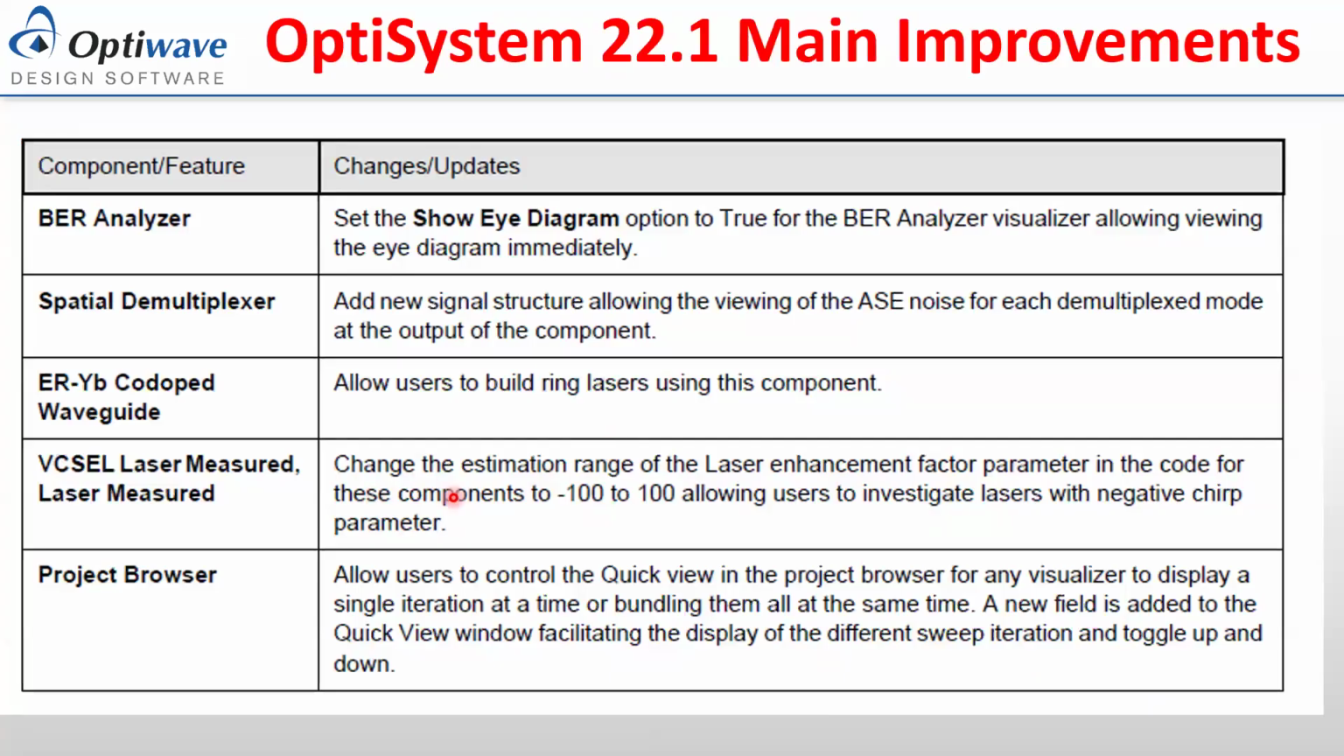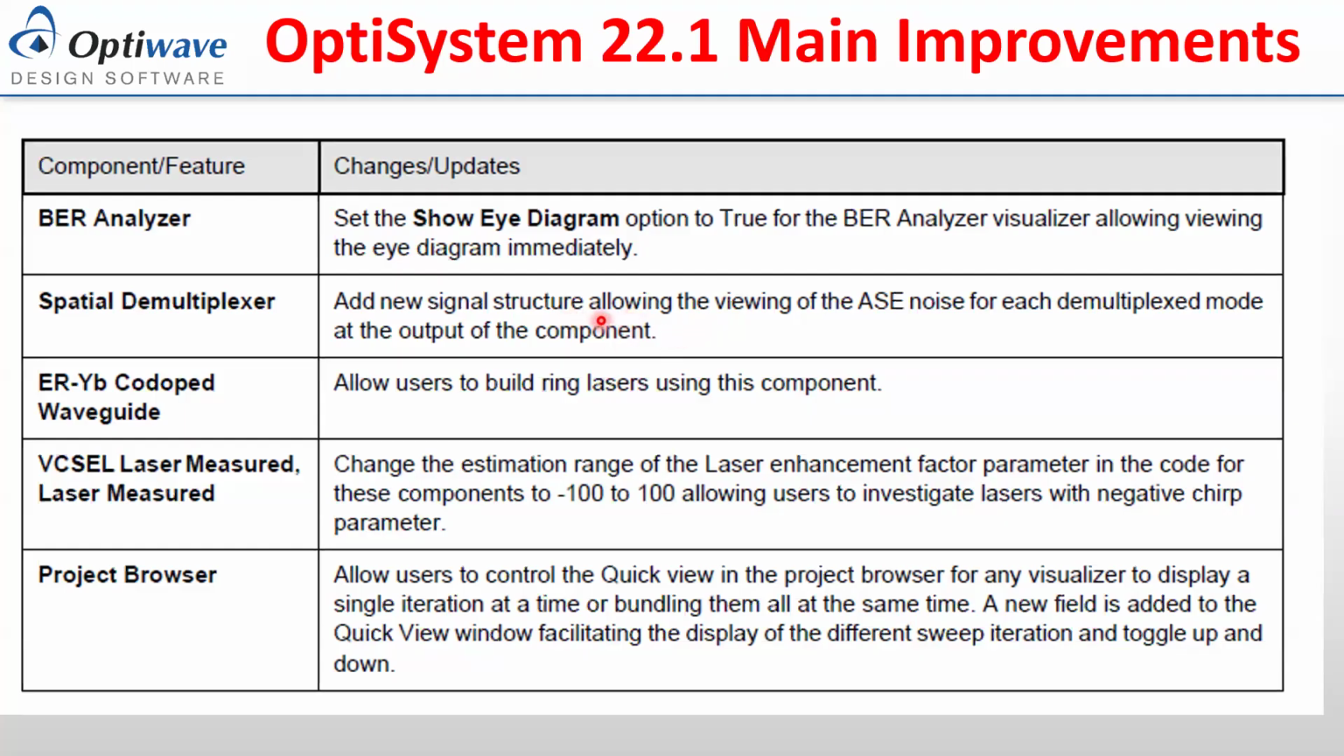The improvements in OptiSystem, this is a list of these improvements. I'm going to talk about a few of them. One of them is the Spatial Demultiplexer. As I mentioned, it allows you to monitor the modes in a multi-mode transmission system. When you built a multi-mode amplifier, the ASE used to be calculated based on the first mode, so you could see it only on the first port.